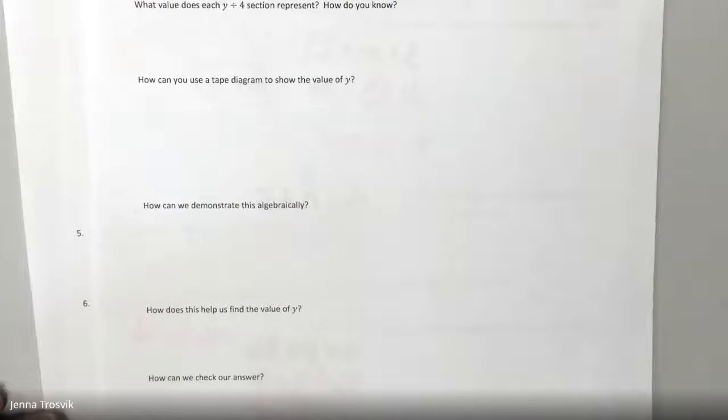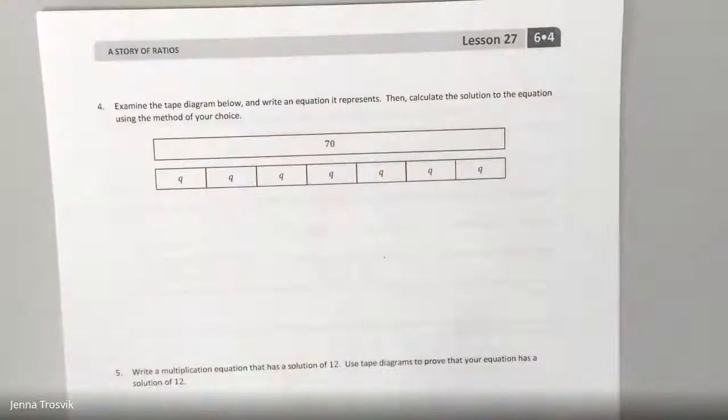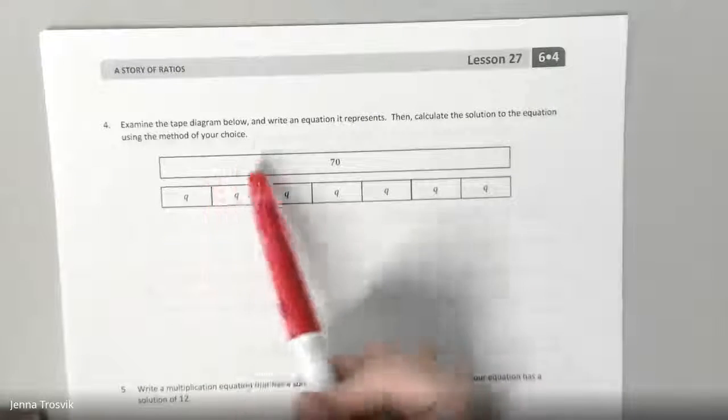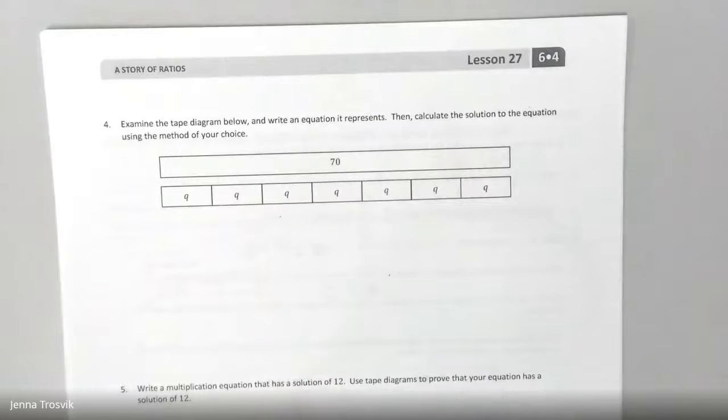All right, guys, flip to the next page. Oh, sorry, guys. I went too far. Number 4. We can work this problem. Examine the tape diagram below and write an equation it represents. Then calculate the solution to the equation using the method of your choice.